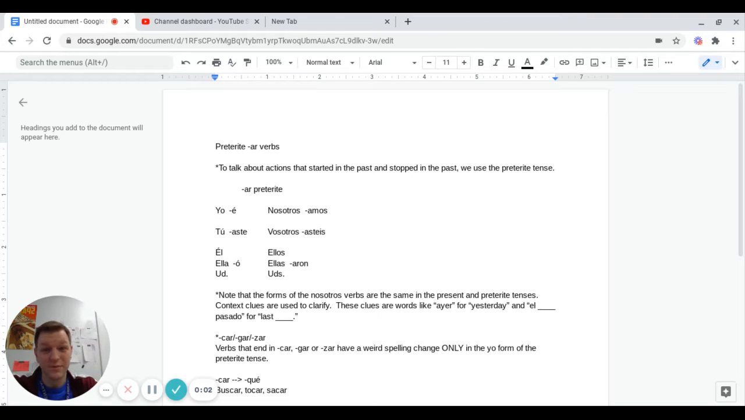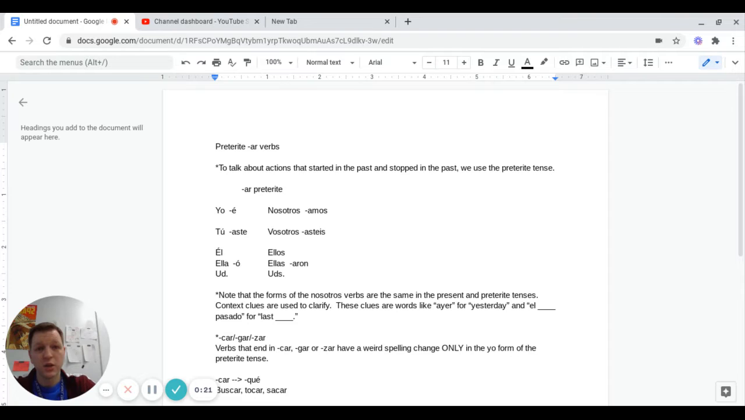Hola, hola, clase. Today we're taking a big step. We're starting the past tenses. We're learning the past tense called the preterite, or el pretérito in Spanish. Please take notes along with me. This is a super important lesson. The past tense preterite is one of the biggest grammar things we'll do in all of second year Spanish.